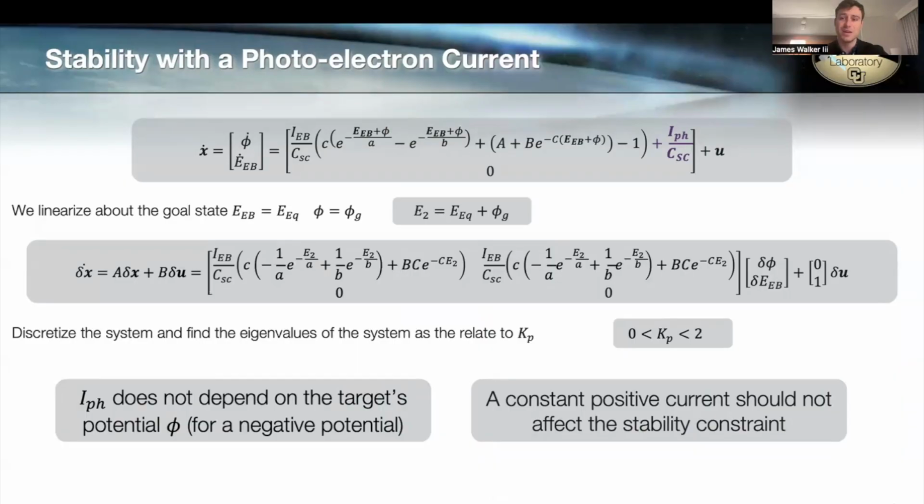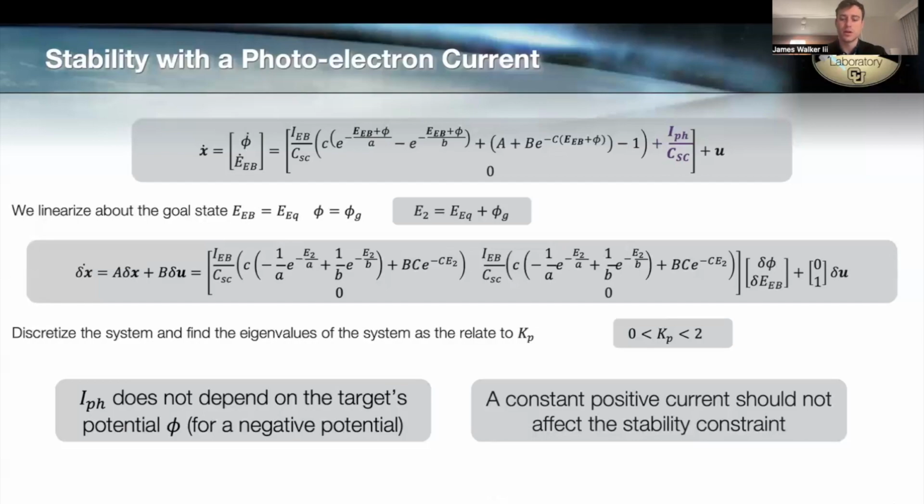And what we see is that this IPH term actually falls away. It does not appear in our linearized equations. This occurs because in order to perform this linearization, we take the partials of our initial state equation with respect to our state variables, the target potential and the electron beam energy. And the photoelectron current doesn't depend on either of these variables. In fact, for a negatively charged object, the photoelectron current is constant with respect to our state variables. So when we take the partials, it drops away, and when we continue the rest of our stability analysis, that term doesn't factor in.